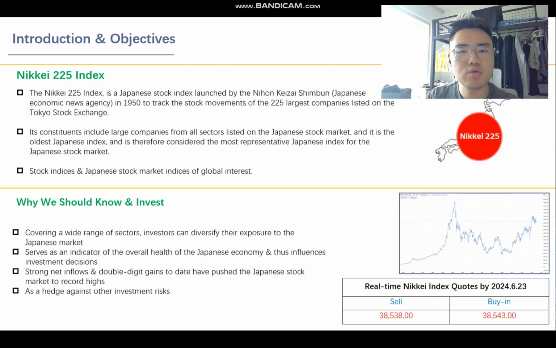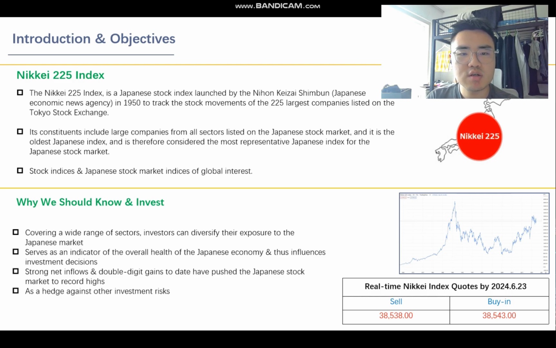So with this, we need to explain why we chose this derivative for our study. Firstly, the Nikkei 225 index represents Japan's largest industrial and commercial companies and covers a wide range of industries such as technology, automotive, consumer goods, and so on. By investing in this index, investors can diversify their exposure to the Japanese market without directly purchasing individual company shares. Secondly, this index can be used as a hedge against other investment risks as well as a speculative tool to take advantage of market volatility.